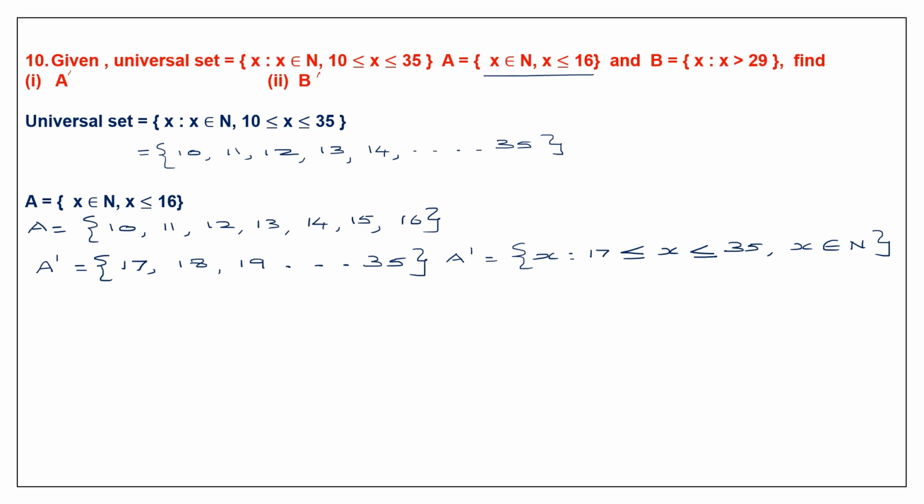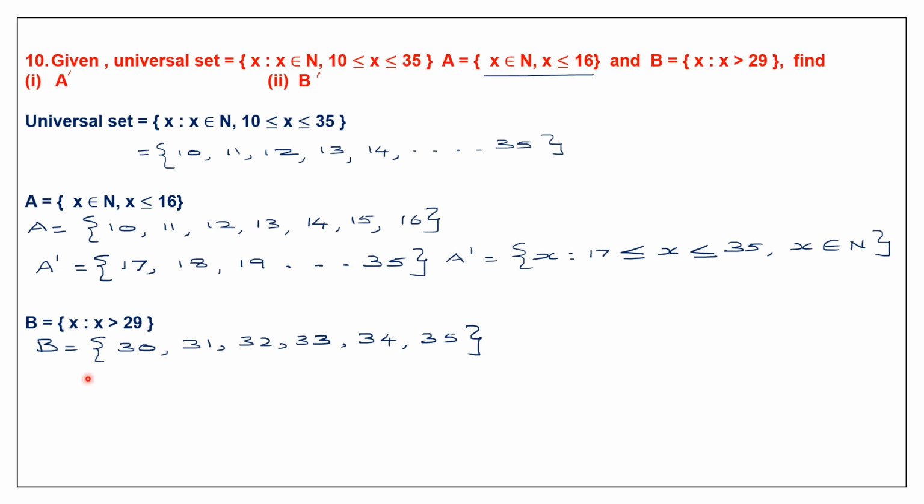Now let's do the same thing with B. Now B, the elements are x such that x is greater than 29. So look at all the elements in the universal set that are greater than 29. So let's write that. So set B, the elements of set B will be greater than 29 starting from 30, 31, 32, 33, 34 and 35. Remember, we are taking all this from the universal set.